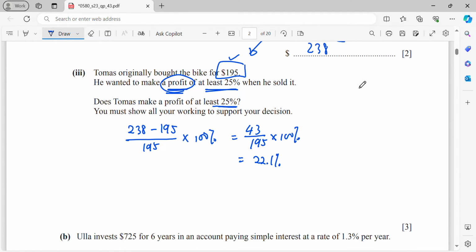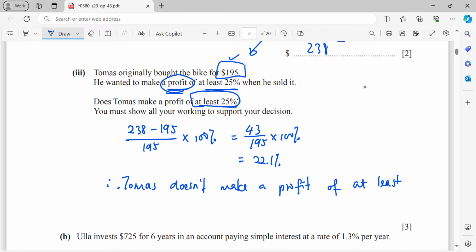Now the question is asking, does he make a profit of at least 25%? Now I'm getting 22.1%. Therefore, the conclusion is Thomas does not make a profit of at least 25%. Okay, so that's the solution for part 3.